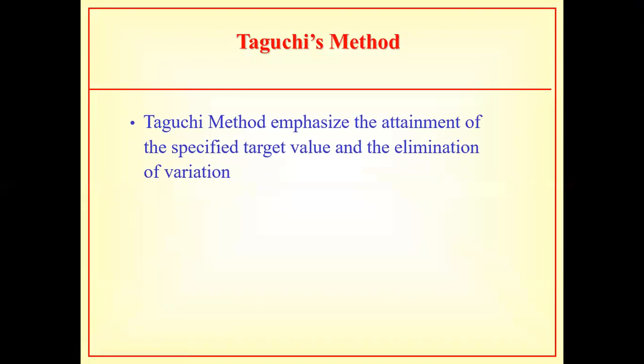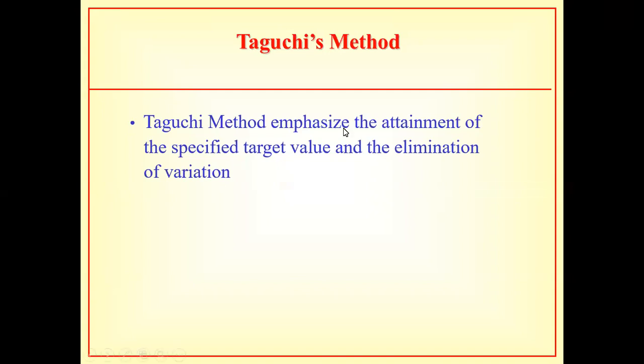As far as the method is concerned, the Taguchi method emphasizes the attainment of the target value and the elimination of variation. Nowadays, people talk about Six Sigma. Fine, Six Sigma is a good thing. When we say Six Sigma, immediately the thought comes to our mind that it is 3.4 defects per million. So if I have to achieve Six Sigma or 8 Sigma or 10 Sigma, slowly we need to reduce the variation and finally to zero.